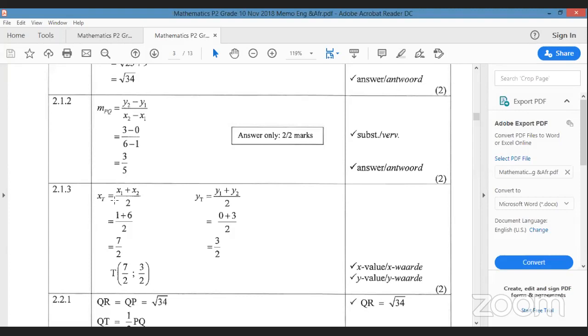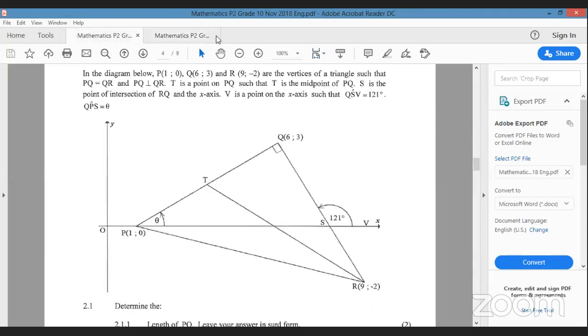So your xt is equals to x1 plus x2 over 2. Then your y, the other side, y1 plus y2 over 2. Therefore, you take your PQ coordinates, you substitute them here, and you have the coordinates of t. So the coordinates of t, as we said, is the midpoint. So here you are supposed to use the midpoint formula. So it's 7 over 2, 3 over 2. Does it make sense, boys and girls? Right. Perfect. Okay, cool.